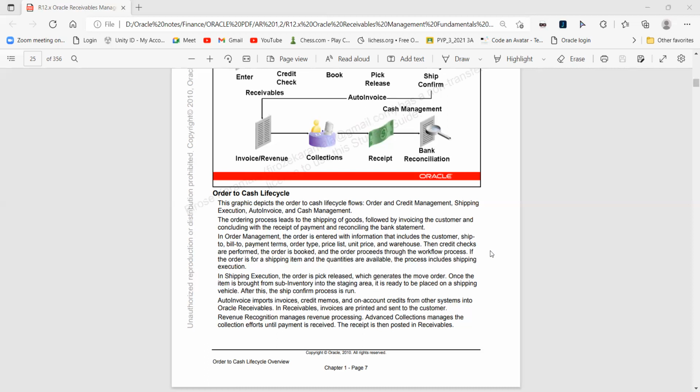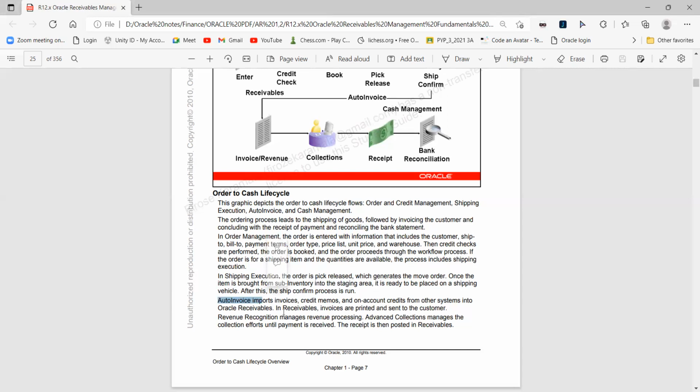It is based on the scenario of the business. Order entered, include the customer, shipping execution, pick release, move order, once the item is bought, sub inventory. So they will have more sub inventory areas. Ship confirm, auto invoice import. After creation, there is a program called auto invoice import in order management. When you run this program, it automatically goes into the Oracle Receivables module.